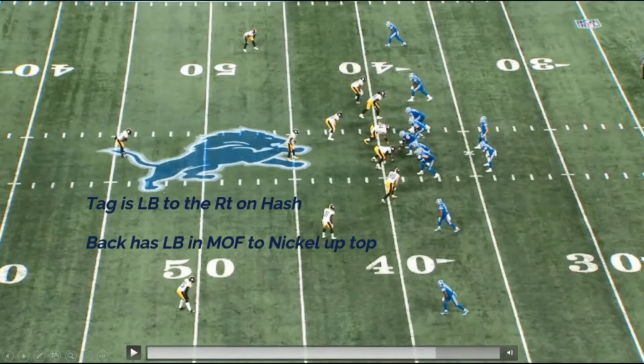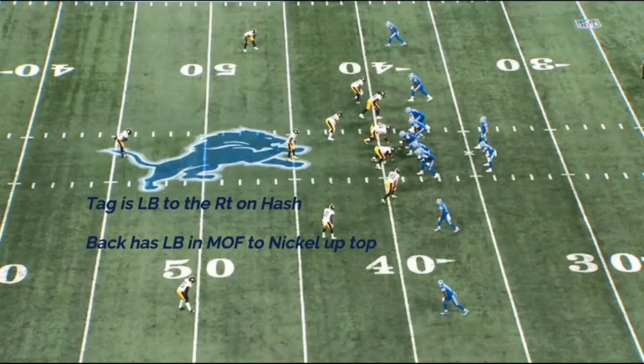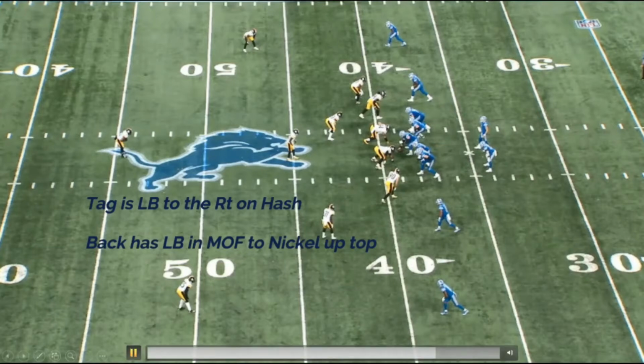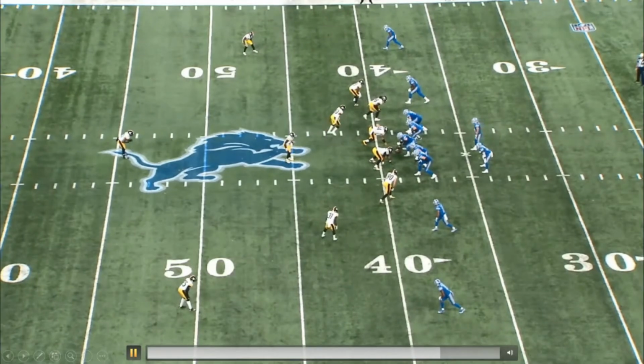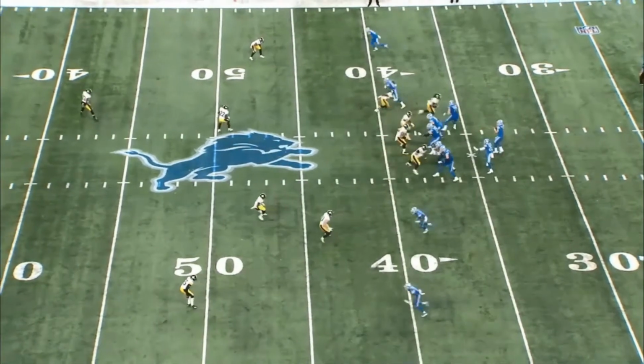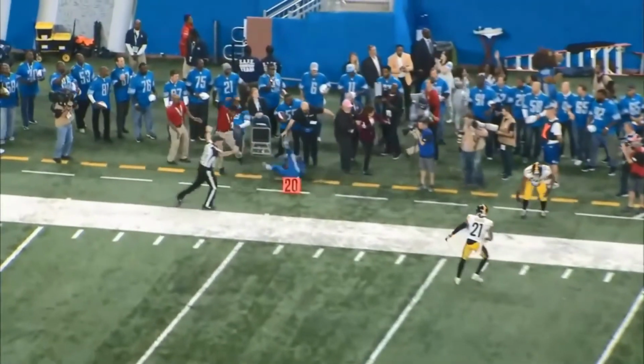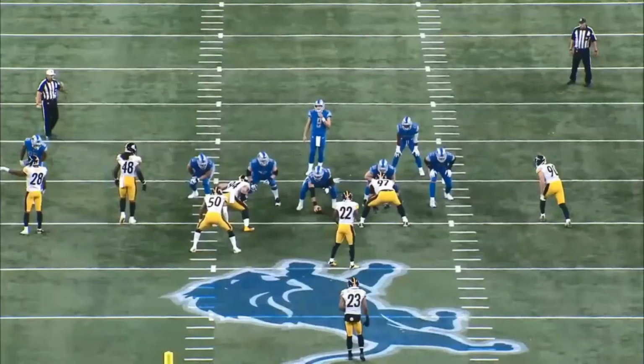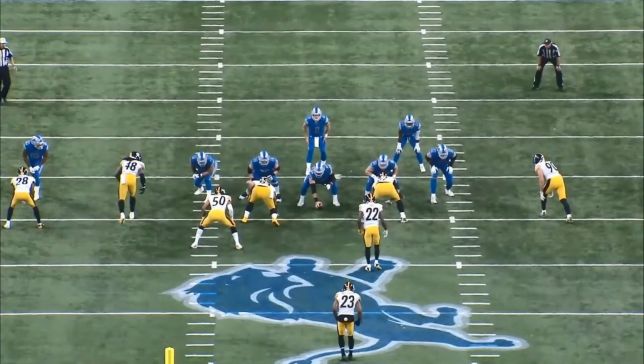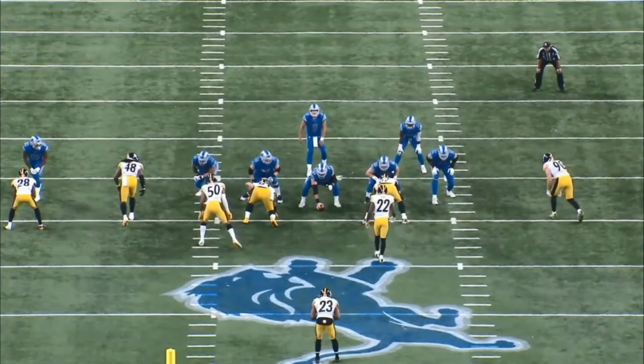Okay, so the tag, once again, is going to be the linebacker on the right hash, okay? Linebacker to the right on the hash. That's the tag. The back has that linebacker right in the middle of the field to the nickel up top from a rule standpoint. And on this particular one, as you guys can see, the defense gets a little bit impatient. We hit them with a freeze cadence. We get them to show movement, and now we've got all the information we need in terms of where the blitz is coming from, just based on using our cadence and getting the defense to show a little bit. So it's a 50 tag. Back is working 22 across the 28.